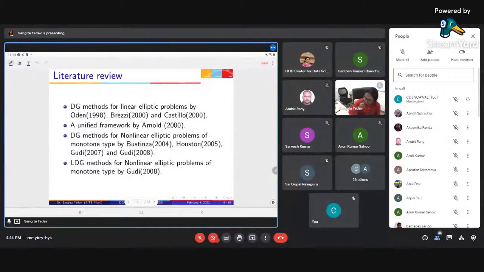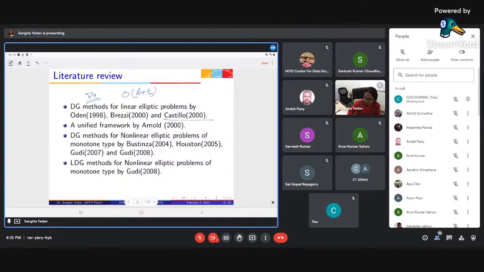So it is here. In 2000, Castillo could prove, by just modifying the analysis, that there is a convergence of order k plus half for the gradient. And now it motivated scientists that if it is k plus 1/2, there is scope to improve further.